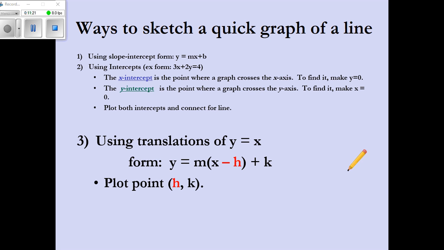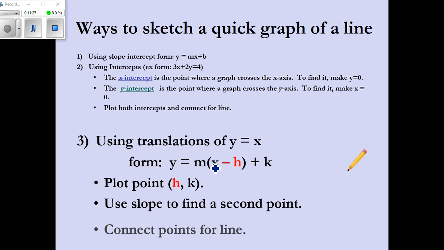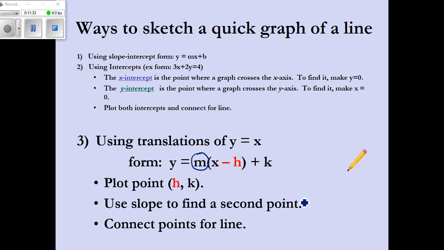So translations is when we have what appears to be an h and a k. So we have m, we have slope, okay? And we're going to use slope to find our second point. But our first point that we're going to plot is h and k. So this is the horizontal shift.